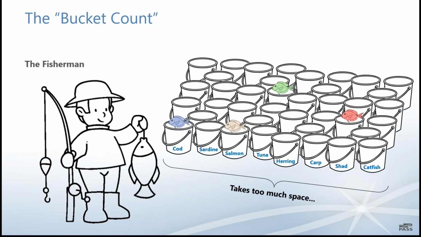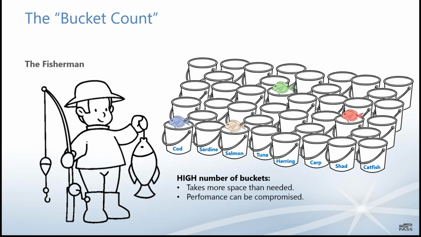And more, all those buckets were taking too much of the space that he has to put the buckets. And this was useless because most of the buckets were empty. So why have all the space occupied by buckets? In the end of the day, we have here the analogy for the high number of buckets. All these buckets are taking too much space, much more than needed, and also he is having performance problems because of the fish not being very accessible.